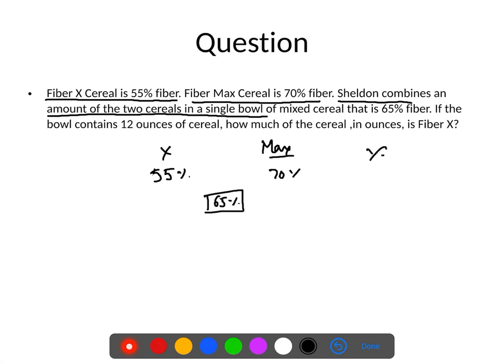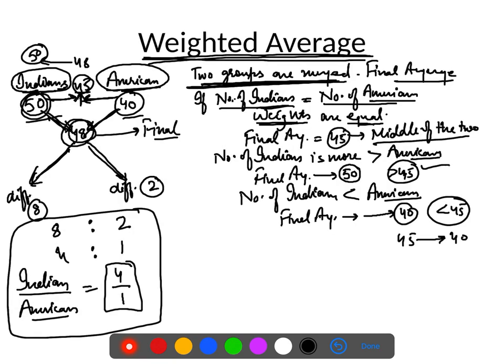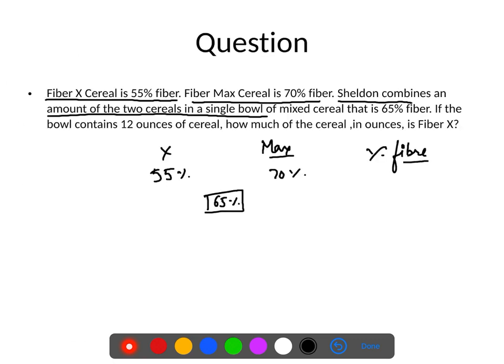So it's the percentage of fiber that we're talking about. For example, in the previous question, we were talking about the average score per person. Here we are talking about the percentage of fiber in each bowl. So it could be anything. The basic idea is two groups are getting clubbed to make a bigger thing.